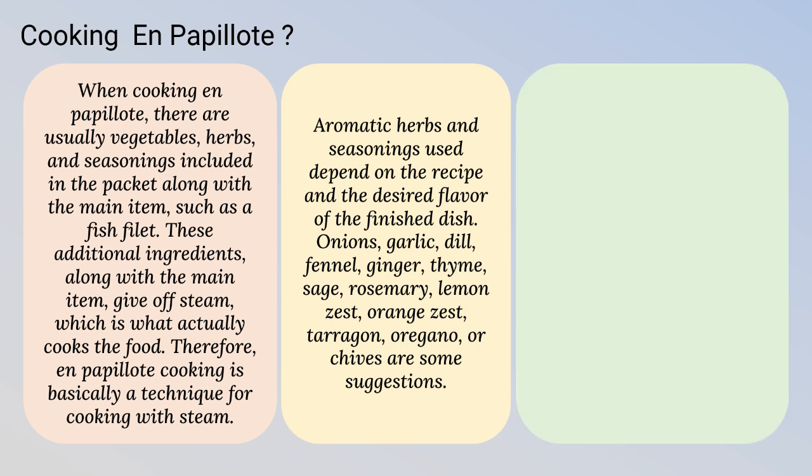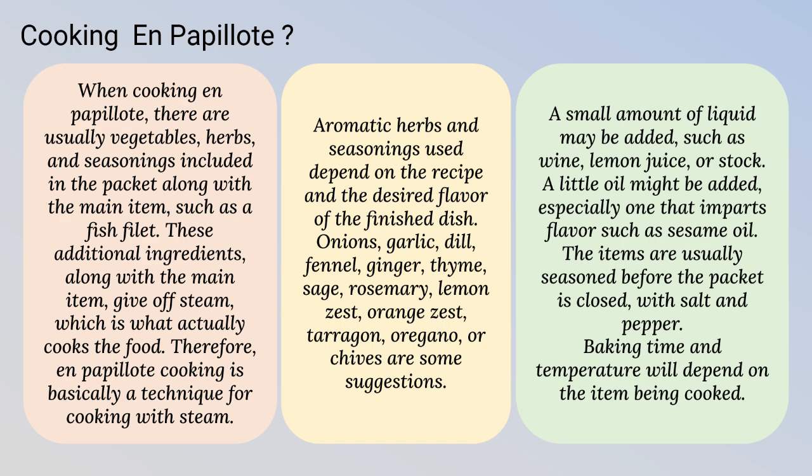Clear? Fine. Then next, a small amount of liquid may be needed, and if it is needed, what are the things you can use? You can use wine, lemon juice, or a little bit of stock. A little oil might also be added, especially one that imparts flavors, such as sesame oil, sometimes rosemary oil. The items are usually seasoned before the packet is closed, with salt and pepper. Baking time and temperature will depend on the item being cooked. So that is the process.